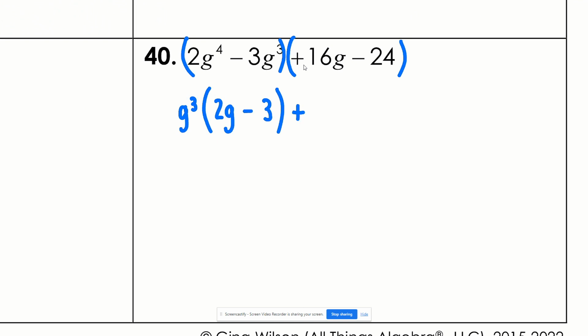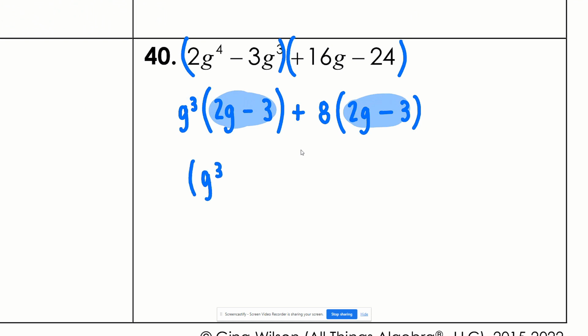It's a plus sign. What can we pull out of 16 and 24? Think. It's an 8. 8 will go into both. So we're pulling out a positive 8. You can't pull a variable out because 24 doesn't have one. But we can pull out 8. What's positive 16 divided by positive 8? Well, that's 2g. Comes down. Negative 24 divided by positive 8, negative 3. And, of course, is what's left inside identical? Yes, it is. So my factors are what I pulled out, g cubed plus 8, and what was left inside, 2g minus 3.